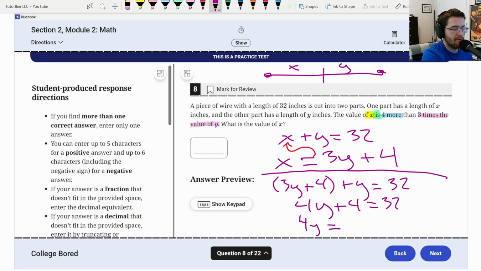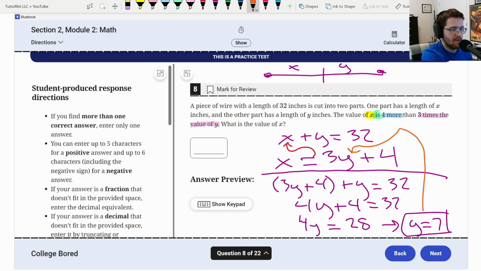4y, if I subtract 4 from both sides, I get 28. And then I get y equals 7. And then if I go back up to one of these equations, how about this one? I see that x is equal to 3 times y. So 3 times 7, that's 21. 21 plus 4 is 25. So 25 is our answer.